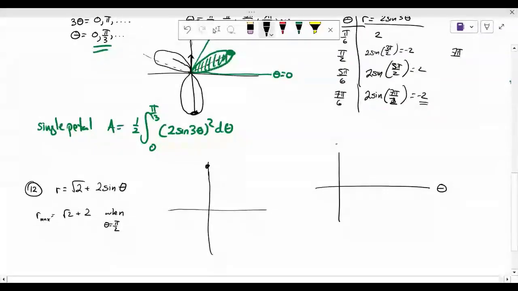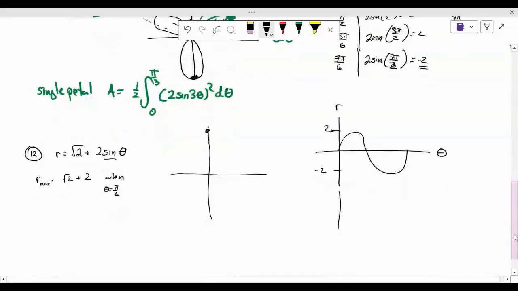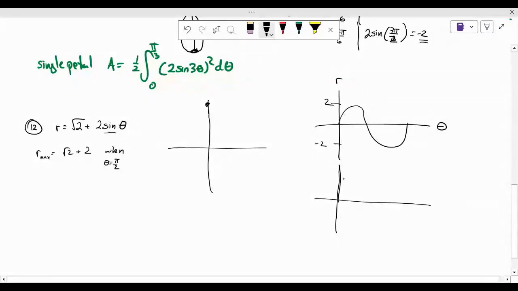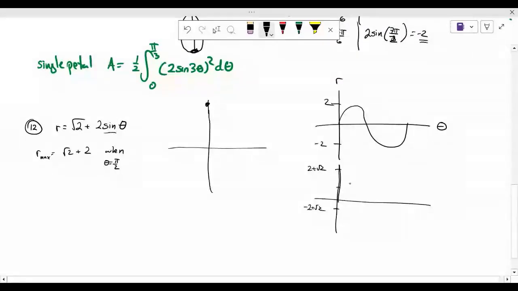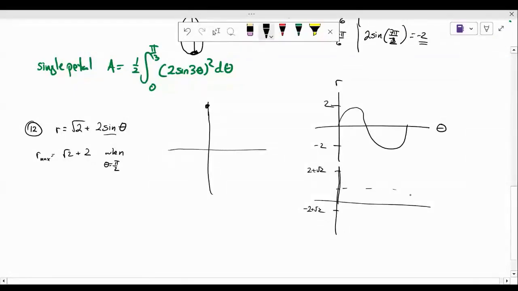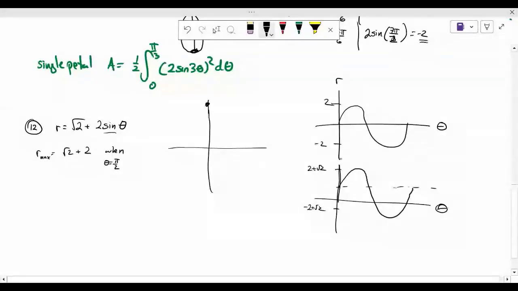It's not the way I usually graph it or think about it, but just 1 second. So we know the graph of sine, and then you multiply that by 2, so you magnify the magnitude by 2, and then you add square root of 2, so that's going to bring the whole thing up by square root of 2. So it should look something like this. Okay, so you see how if I graph this polar equation in a rectangular r-theta system, part of that graph dips below the horizontal axis, so that's where r is negative.